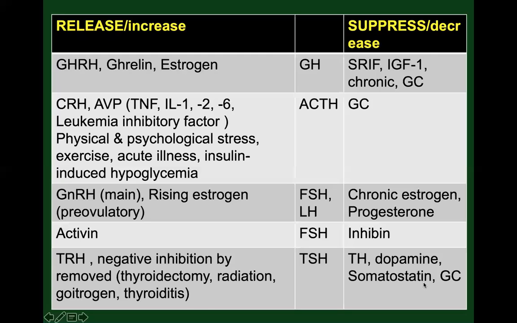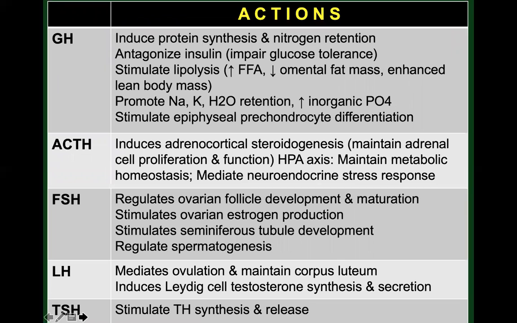If you look at the suppressing factors here for your anterior pituitary, you will see that glucocorticoid will suppress your growth hormone, your ACTH, as well as your TSH. Okay, so that one is a very important concept that you should know about glucocorticoid. Okay, now the actions of the different hormones, you should know to know what will be affected when there is an excess or if there is a deficiency in function.